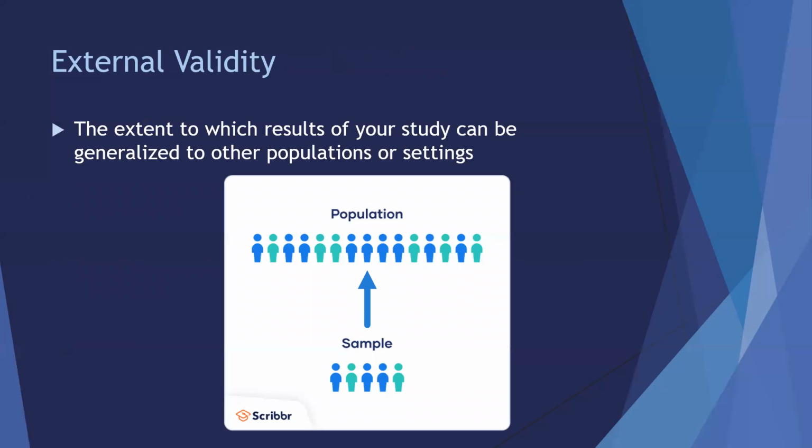Now that we have covered internal validity and its threats and strengths, let's move on to discuss external validity. External validity is the extent to which the results of your study can be generalized to other populations or settings. For example, if you are interested in learning about how hours of sleep relates to exam scores, you will likely want to gather a sample of individuals that are representative of the population, which are students.